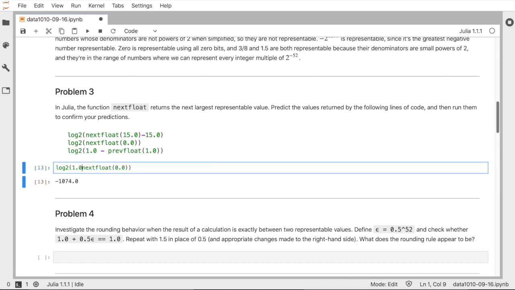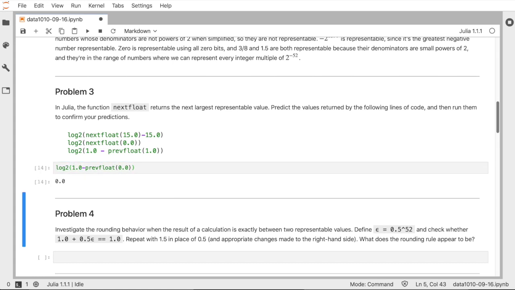If we do the difference between 1 and the float before it, then we're to the left of the interval from 1 to 2. In other words, we're between a half and 1, and so the tick spacing should be half as large there. So it should be 2 to the minus 53. Oops. And that's correct.